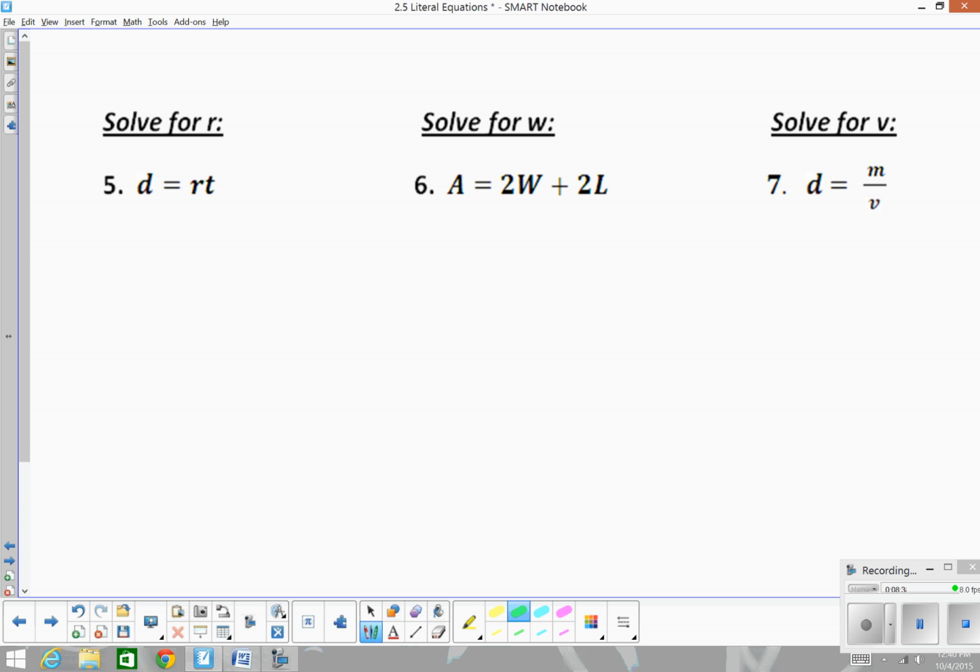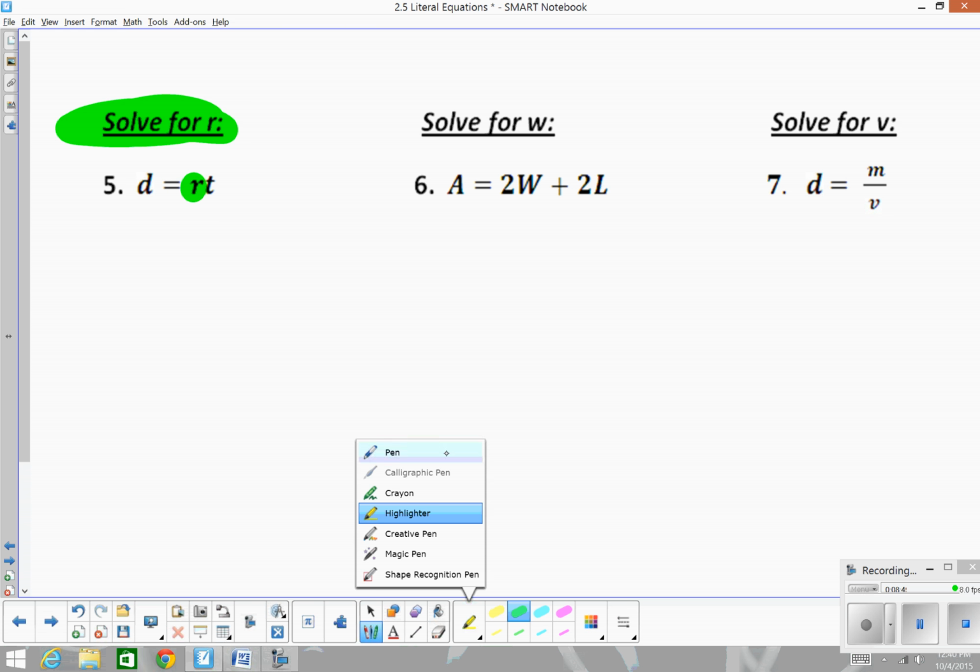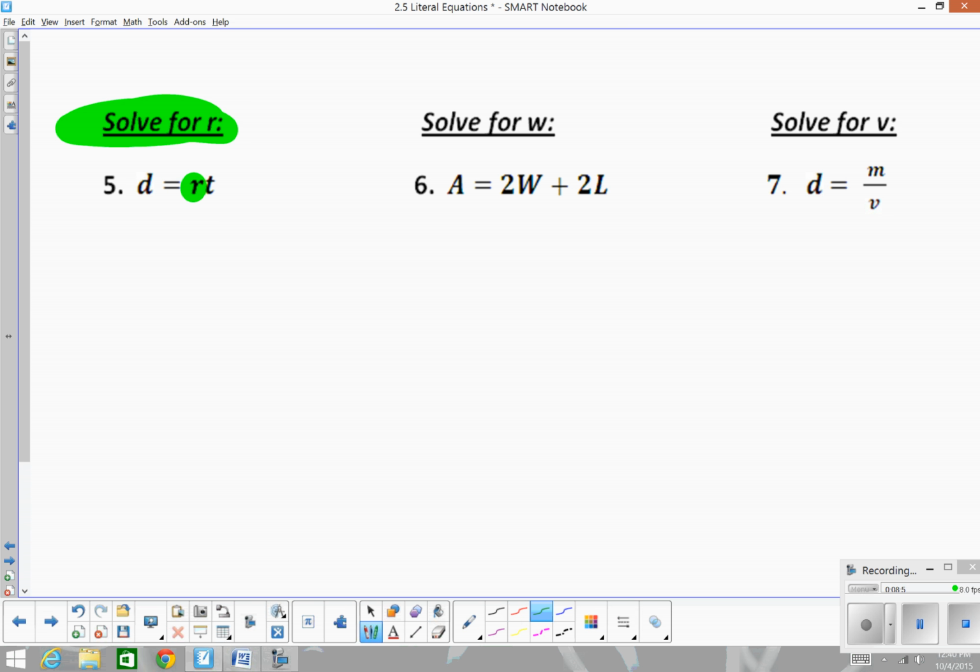This is actually the distance formula. Distance equals rate times time. So let's solve for r. R is right there. Okay, so now basically I want a rate formula, right? So I just want to isolate it. So now you're going to look at that r. What side is the r on right now?